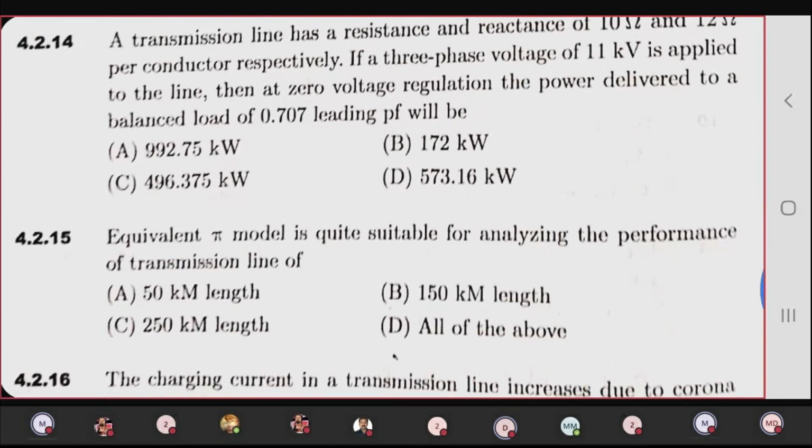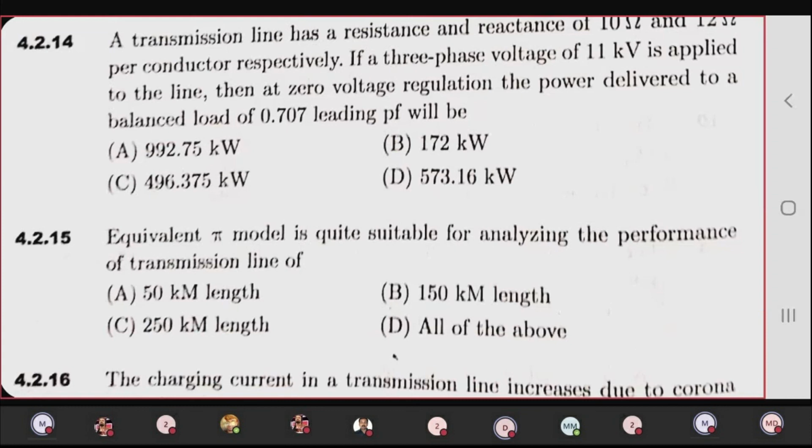Equivalent pi model is quite suitable for analyzing the performance of a transmission line. So 50 kilometer length, 150 kilometer length, 250 kilometer length, all of the above. So here in the answer key, they are mentioning 250. From the point of view of VK Mehta, we may restrict to 100 kilometers or more than 50 kilometers. But it is quite reversed.